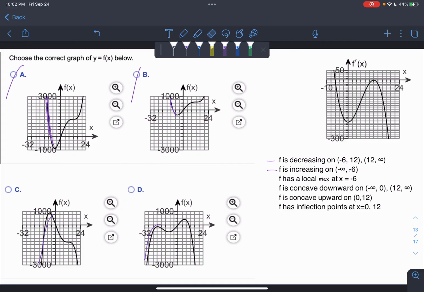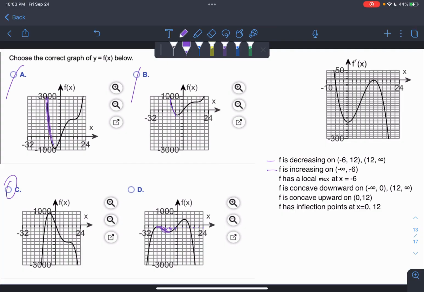What about D? Let's look at D. I want to be increasing from negative infinity to negative 6. I think 1, 2, 3, 4, 5, 6. So each tick mark is 4. So this is -4, -8, -12. Sorry, it's kind of hard to see, but we notice that we are decreasing for some amount before -6 on D. So C is most likely our answer, but we can confirm looking at our other information.